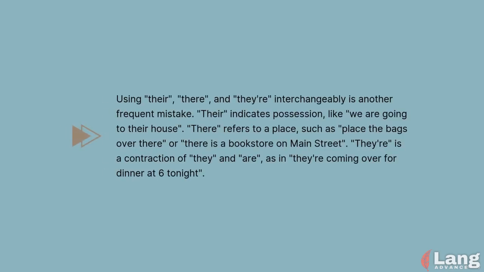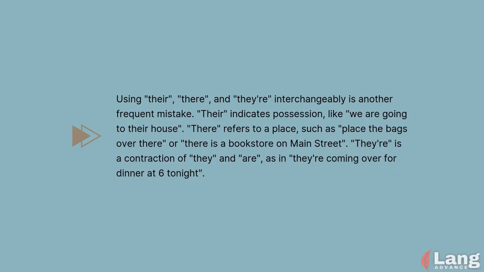Using their, there, and they're interchangeably is another frequent mistake. Their indicates possession, like we are going to their house. There refers to a place, such as place the bags over there, or there is a bookstore on Main Street.